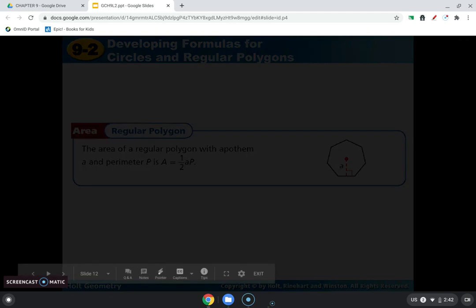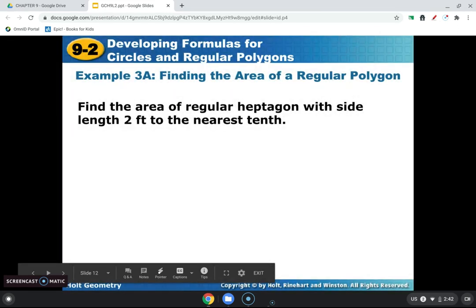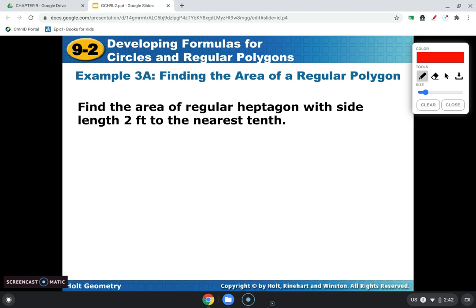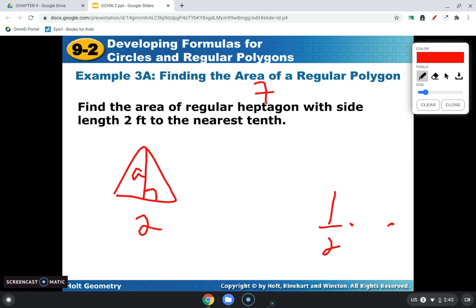All right, let's walk through how to do one of these. Find the area of a regular heptagon with side length 2 feet to the nearest tenth. A heptagon has 7 sides, so there are 7 of these triangles in there, and the side length is 2 feet. This line right here would be our apothem. So we're going to go half times the apothem, which we're trying to find, times the perimeter. Well, 7 times 2 would be 14.